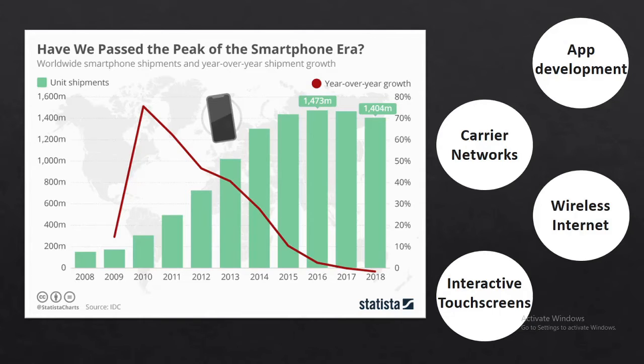What enables smartphones, tablets, and many types of information appliances to dominate as a technology? To be so critical and integral a part of our lives that I would rather lose my keys or wallet than my smartphone? The answer to this question is a combination of app development, carrier networks, wireless internet, and interactive touchscreens.